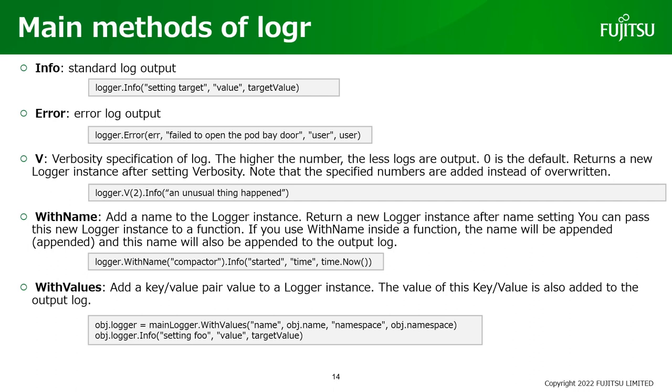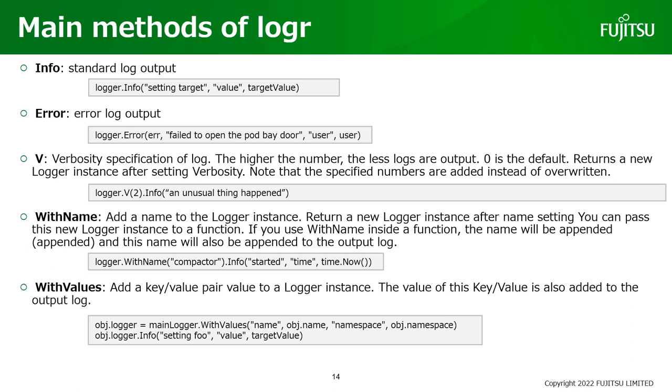Info is a standard log output for logger, and Error is error log output. And V is the verbosity specification of the log. The higher the number, the less log output. There is a default. It returns a new logger instance after setting verbosity. Note that the specified numbers are added instead of overwritten.